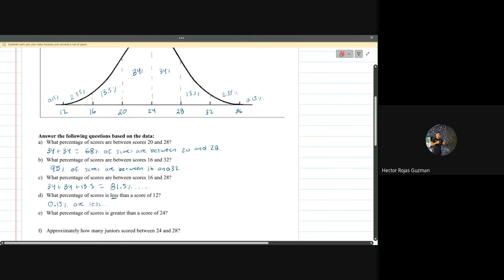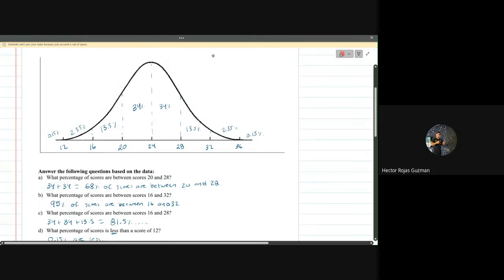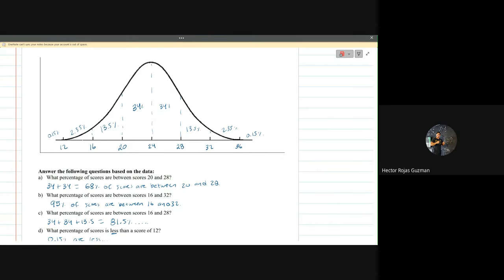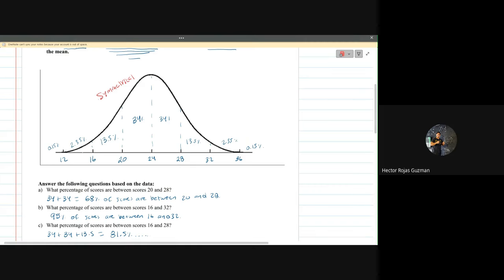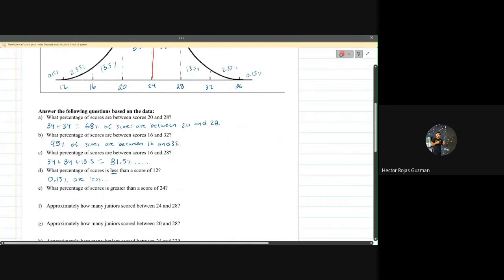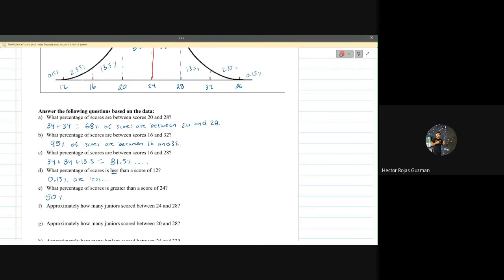What percentage of scores is greater than 24? Okay, 24 is dead in the center, right in the middle. That's the average. Because this is a normal distribution, the sides are symmetrical, meaning the first half is equal to the other half. These two pieces are exactly the same. So you don't even have to add up the scores. You should intuitively identify that it's 50%, half of 100. 50% of scores are greater than a score of 24.